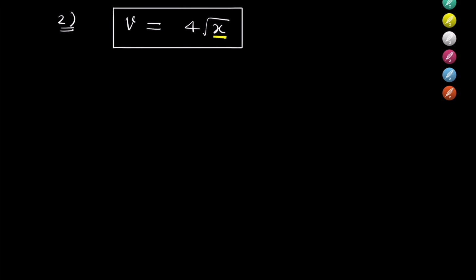Let's see the next question. Here velocity is given as 4 root x. So velocity is a function of what? Position. Velocity is a function of position. If the mass of the particle is half kg, what is the value of force acting on the particle? Velocity is varying with position as 4 root x. So what will be the force acting on the particle?